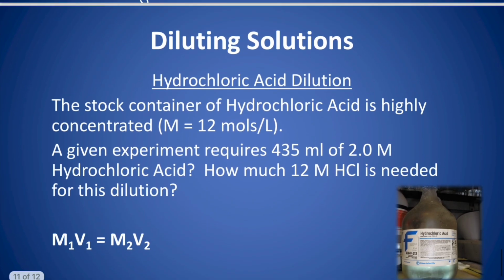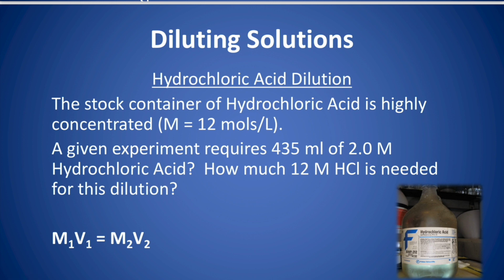Lastly, let's talk about diluting solutions. So this is something that is done commonly in chemistry labs because many substances come from the chemical company as a concentrated solution. But rarely, especially in a school setting, do we ever really need a concentrated form of a particular substance. So thinking of something like hydrochloric acid. Hydrochloric acid comes as a concentrated stock container that has a molarity of 12 moles per liter. Rarely do we ever actually need concentrated hydrochloric acid in our labs. We usually need something much more dilute.